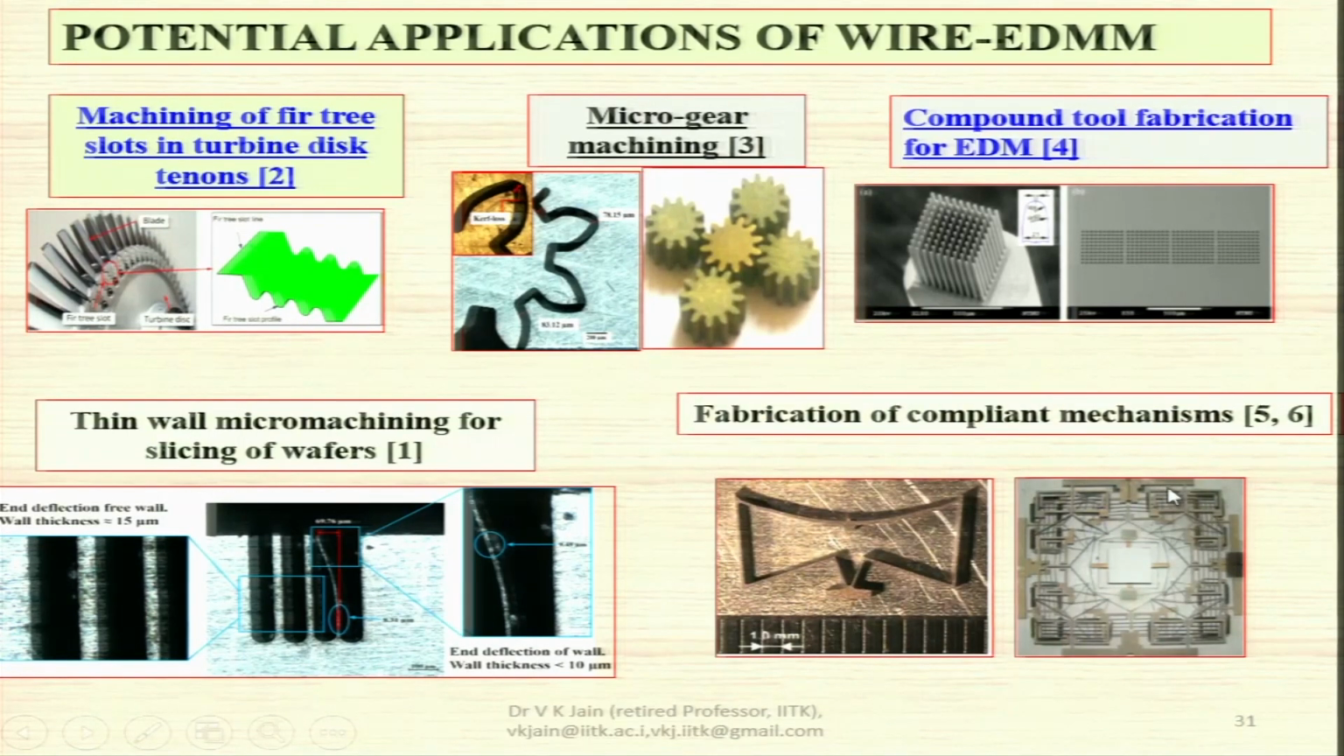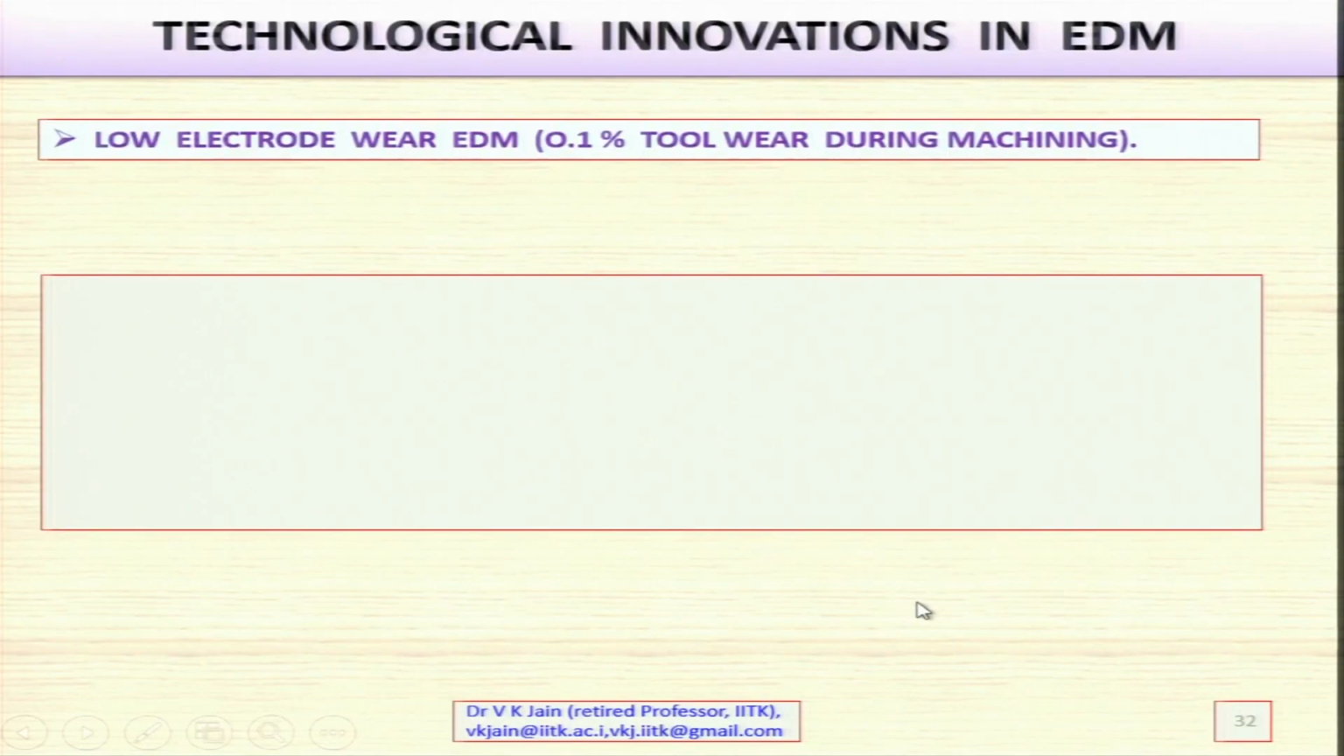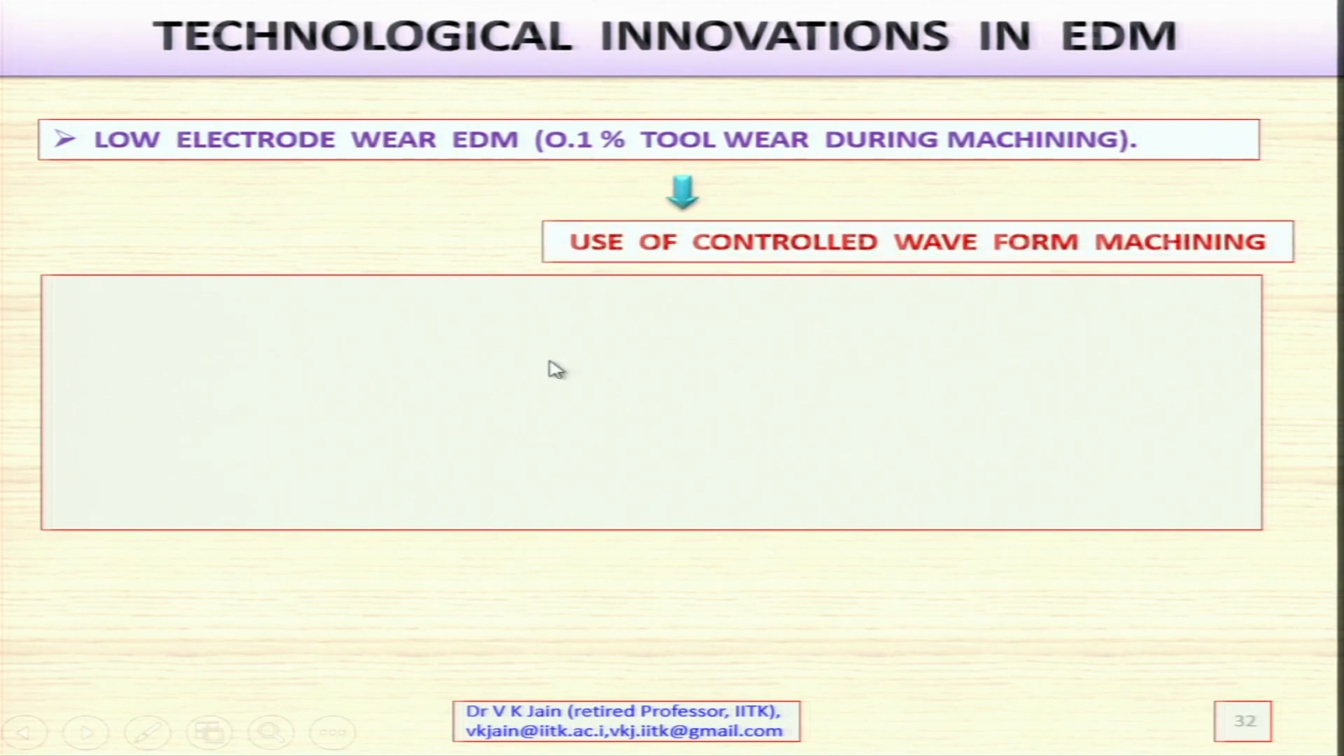Now fabrication of compliant mechanisms that you can see over here, they have been fabricated by wire EDM process. Low electrode wear EDM, 0.1% tool wear during machining. You can see here. Use of controlled waveform machining.